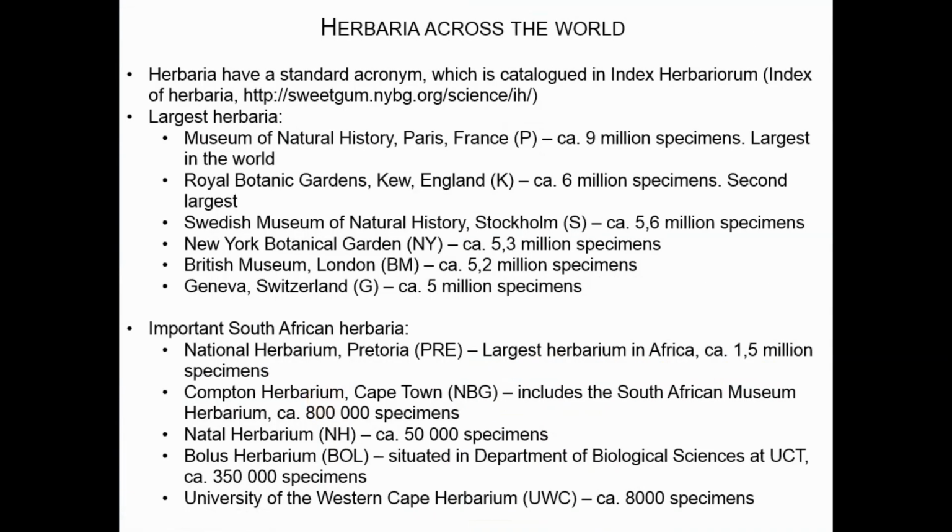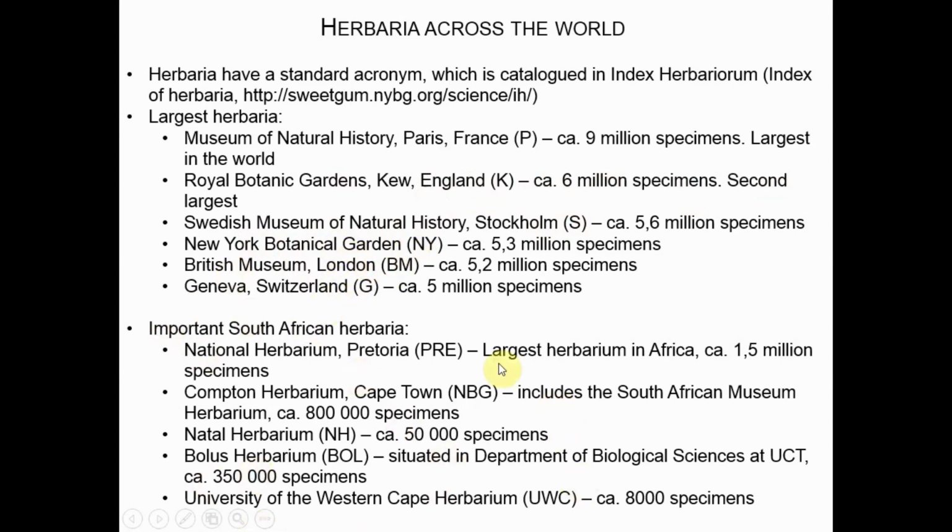So we have herbaria across the world that document the floras of parts of the world. For ease of reference, we use acronyms or abbreviations for these herbaria, which are catalogued online in Index Herbariorum, or the Index of Herbaria. The largest herbaria are European or American. You can see the Natural History Museum in France with about 9 million specimens. Kew Gardens has the Kew Herbarium, which is the second largest. Then also important ones in Stockholm, New York, London and Switzerland.